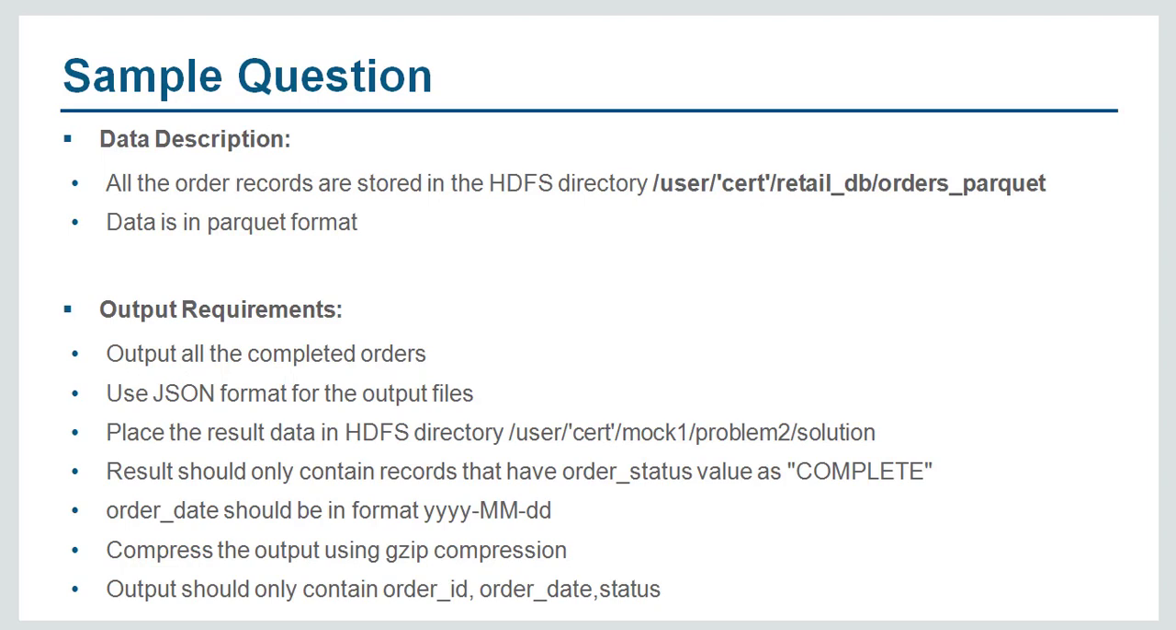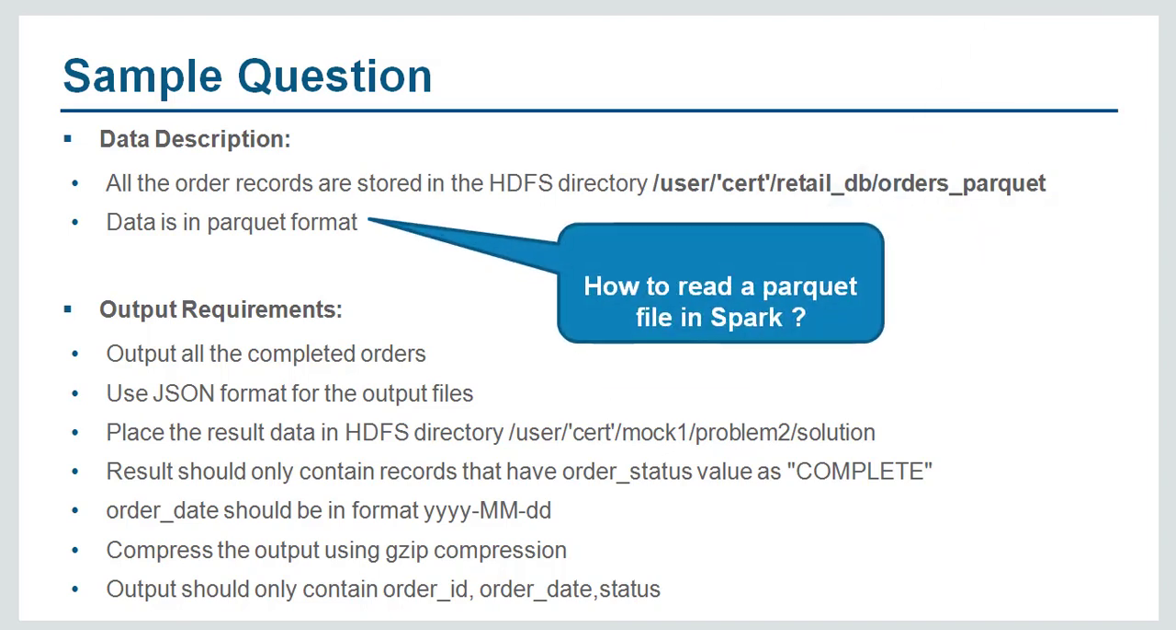Let's look into a sample question. The sample question contains data description and output requirement, and you have to understand the output requirement clearly to solve this problem statement. So the first thing is data description tells you the location where input data is located, okay, and the format. So data is in Parquet format. So you should understand clearly how to read a Parquet file in Spark.